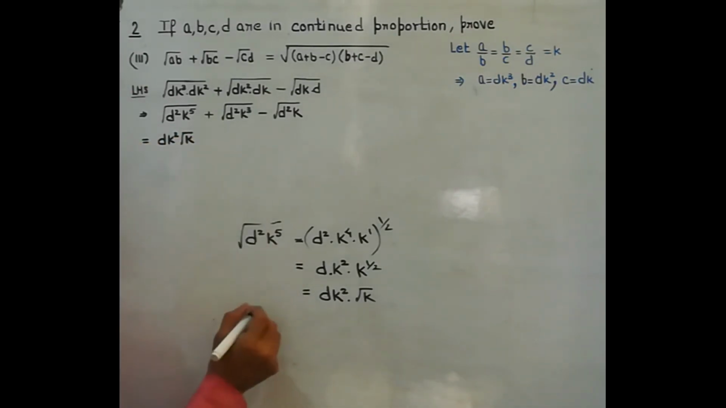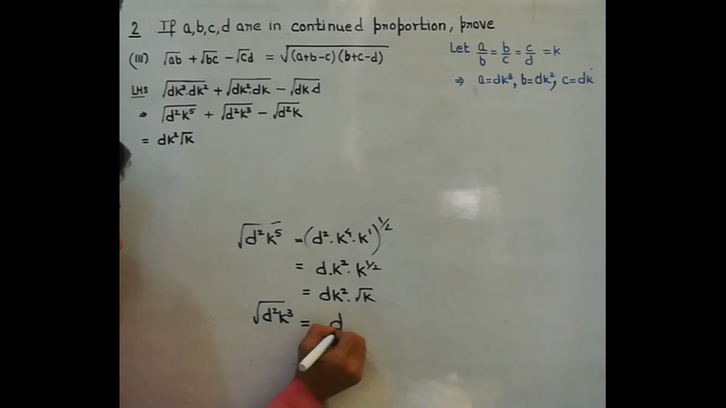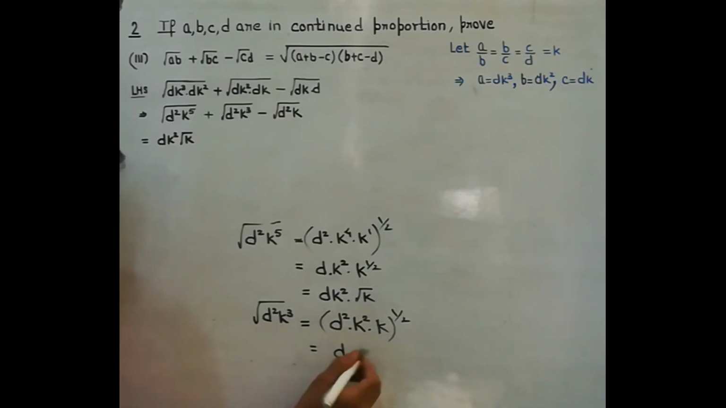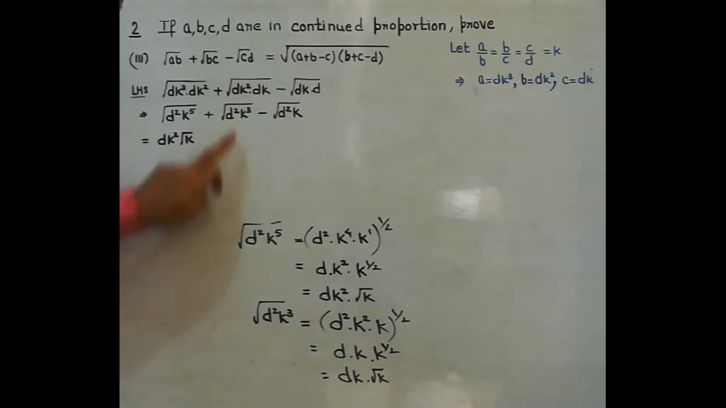Similarly for this one, see, it is under root d square k cube. So we can write it like this, d square. Now this k cube can be written as k square into k. We have separated even and odd here, and then power half. So when you do half of it, this is d, you do half of it, this is k, and you do half of it, this is k raised to power of half. So this becomes dk into under root k. So our d square k cube can be written like this.